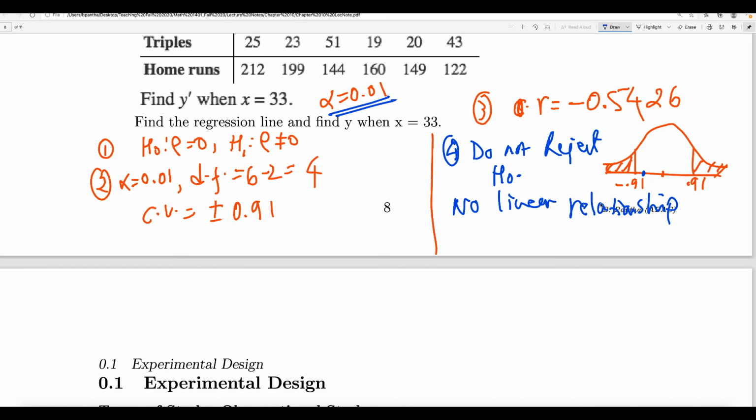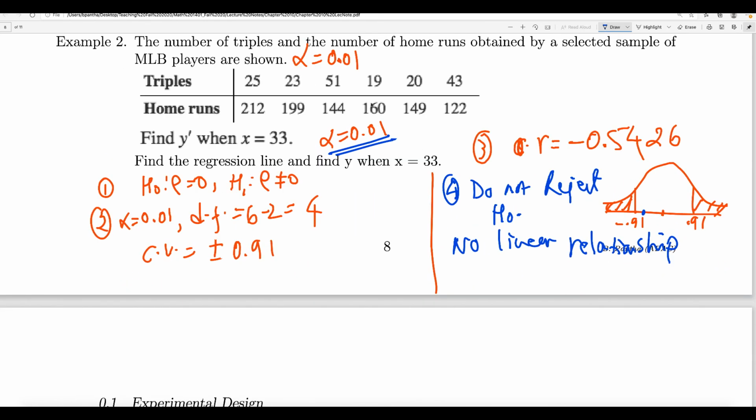What that means? That means you don't have to find out the regression line, okay. You don't need to find the regression line for alpha equals to 0.01. We cannot answer this question because there is no linear relationship. So we cannot write y equals to ax plus b or a plus bx, because the hypothesis said there is no linear relationship. So we cannot answer that question, okay guys.